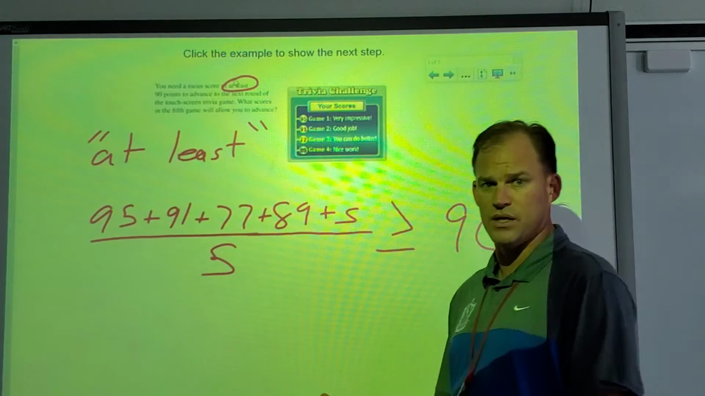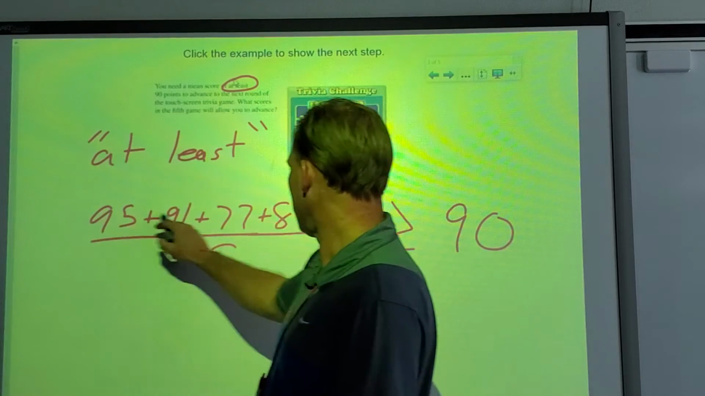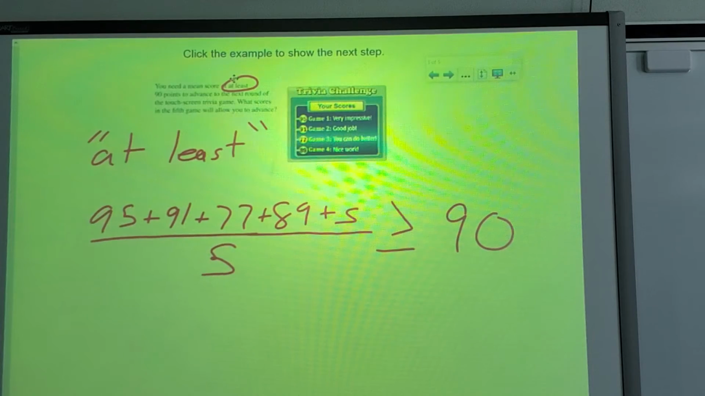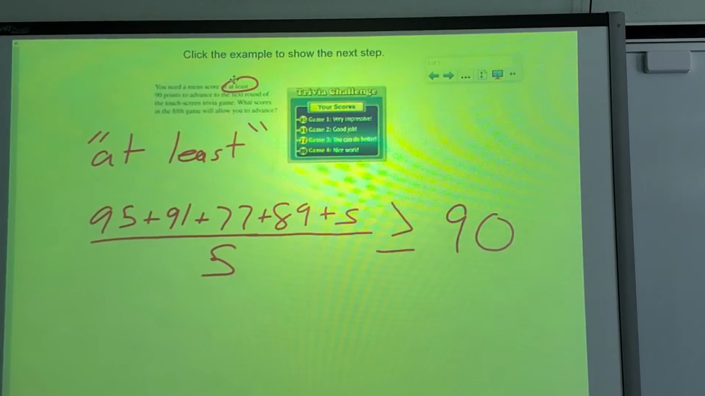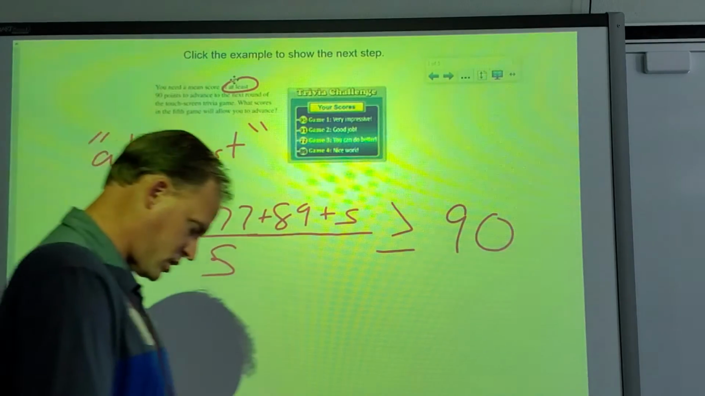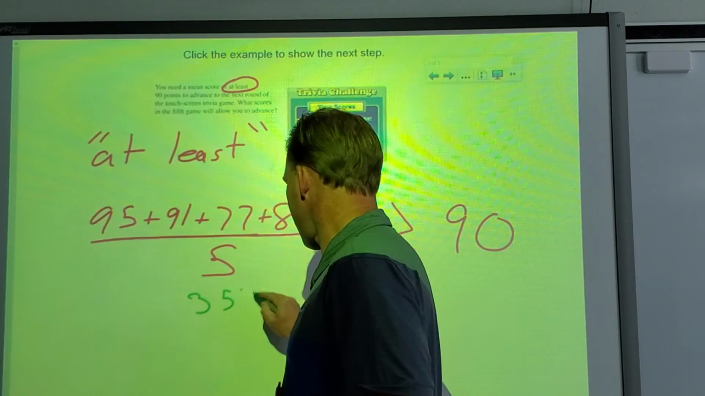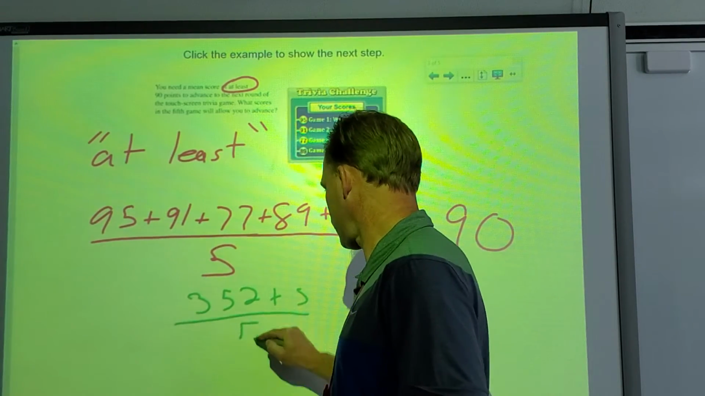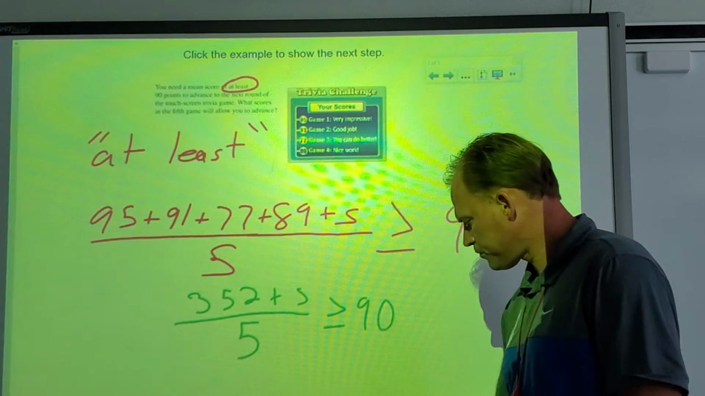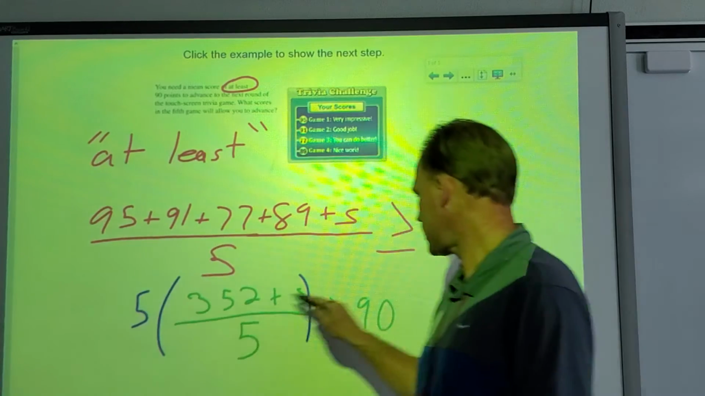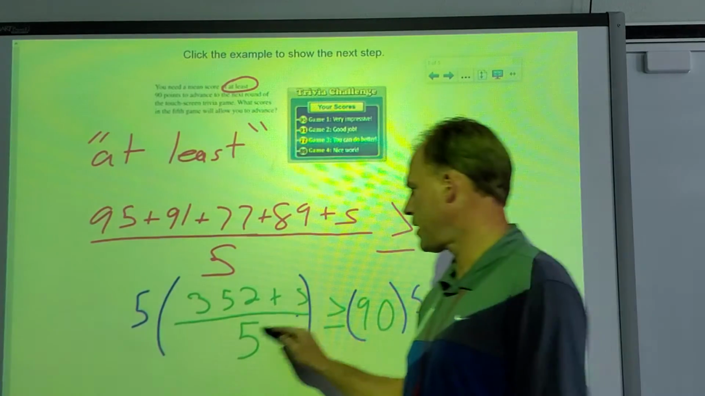Solving these, again, we solved this in chapter 1. I'm going to combine like terms here. Holy smokes, I need a calculator. So we got 95 and 91, 77 and 89. 95, 91, 77, 89 is 352. The entire side's divided, so I multiply the entire side to take care of the 5.